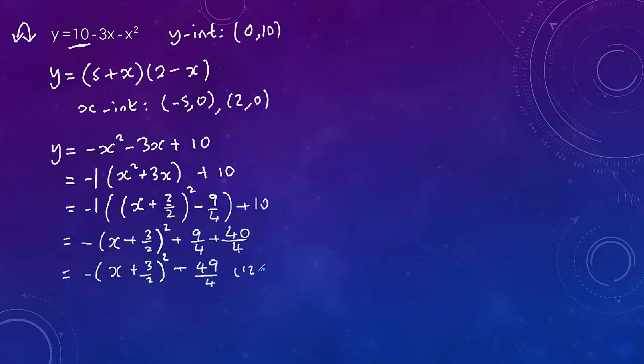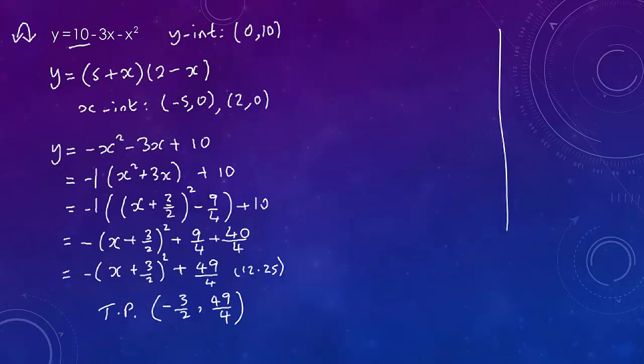Let's just make a note of that here. So my turning point would be at negative 3 over 2, 49 over 4. So let's try and put all of this on a sketch. Now, I'm leaving myself a bit more negative over here this time because I've got an intercept at negative 5 and one at 2.